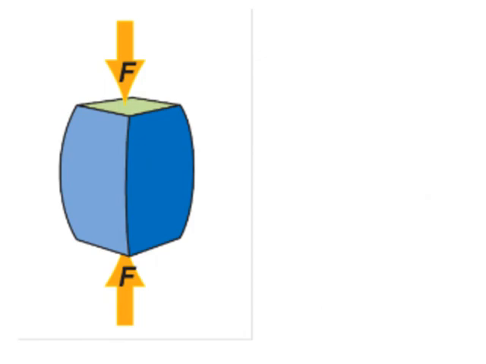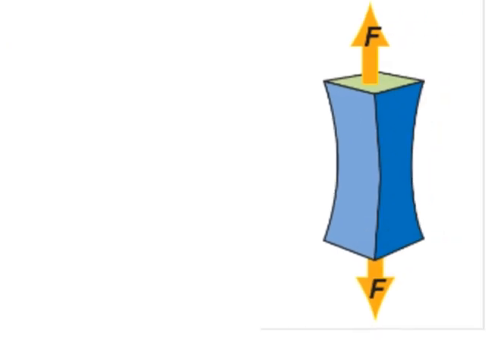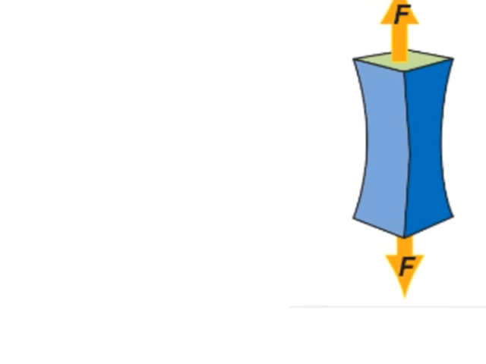So let's do a quick review of the types of force that a material can experience. Firstly we've got compression, where the force is compressing or pushing everything together, so the atoms are being squeezed together. Secondly, we have tension, where the object's being stretched, so the atoms are being pulled apart.